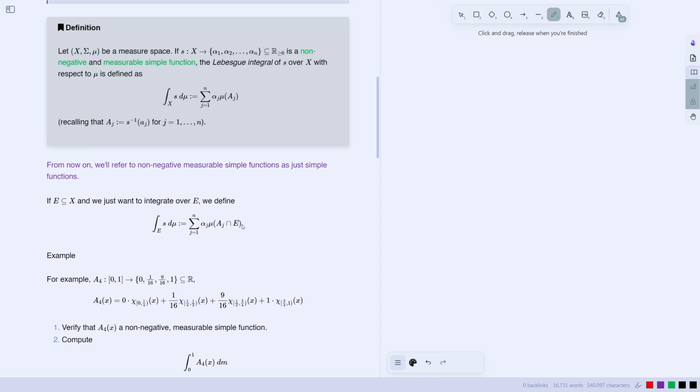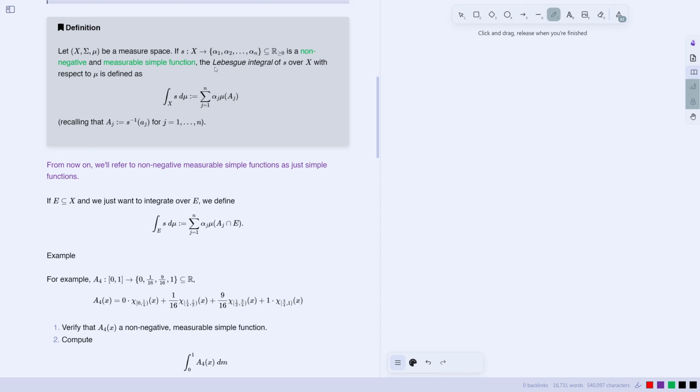Okay? We take each preimage, we take its intersection with E. Okay, we'll do an example here in a moment. So I want to make one more comment. Notice how we call this the Lebesgue integral, but mu is any measure. It's not necessarily the Lebesgue measure. Don't get confused by this, okay?